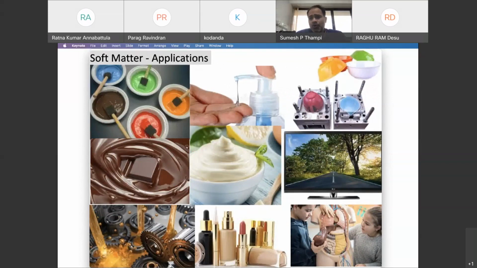I think almost everything that you deal with nowadays in your day-to-day life is or has an example of soft matter. So here are a few examples. What you see here is paint. Paint is essentially a colloidal dispersion. Then there are soap solutions and so on, where you have surfactants which are dispersed, and the surfactants themselves will form certain structures in the fluid in which they are dispersed.